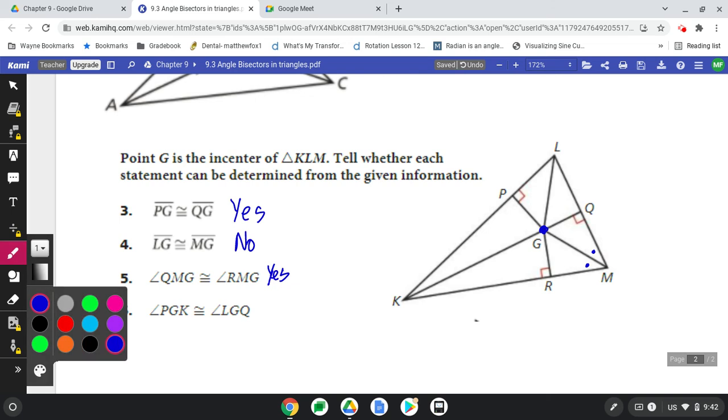And our final one, let me switch colors. PGK. So that's right here. And then LGQ right here. Are those the same? We have no clue. It's possible, but no, we don't have enough information.